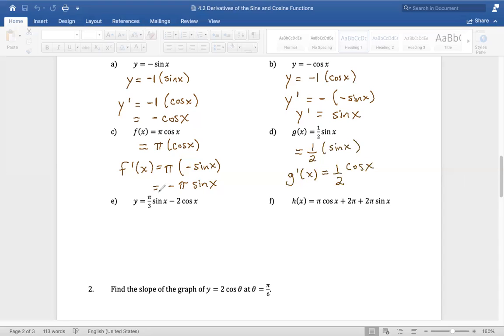So two more here for practice. If you look here, this one's slightly different. I have y equals 1/3 pi, or pi over 3, sine of x, one term, minus 2 cos of x, a second term. So I have two terms with a negative between them. So this is the difference rule, the sum or difference rule, but this is difference because it's subtracting. So the rule is just to get the derivative of the first and the derivative of the second. That's literally all we are doing.